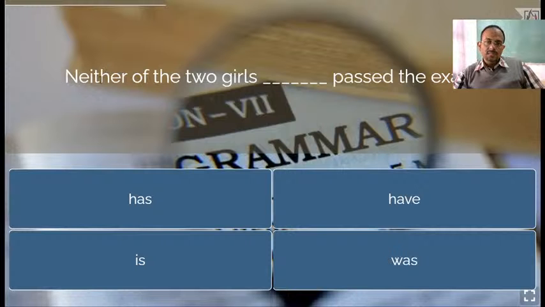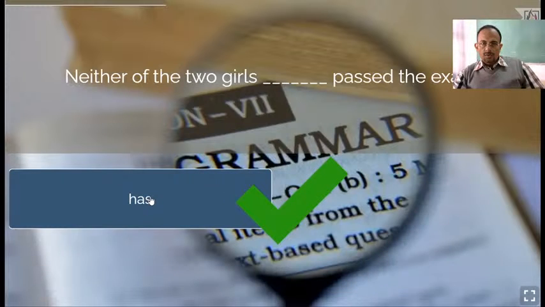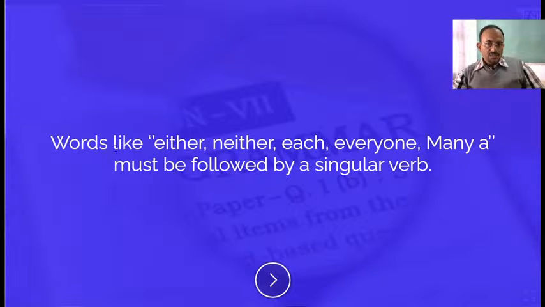So neither of the two girls means none of the girls. Neither itself is a singular subject, so it should in all probability be has. Words like either, neither, each, everyone, many a must be followed by a singular verb. Dear students, many a is something new for you. For example, many boys, many girls. But when I say many a, it becomes many a boy, many a girl. The meaning is the same, many. So, that's it.